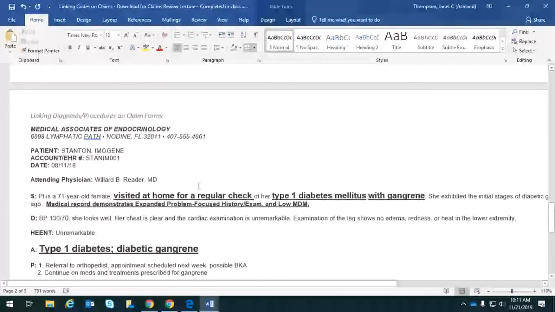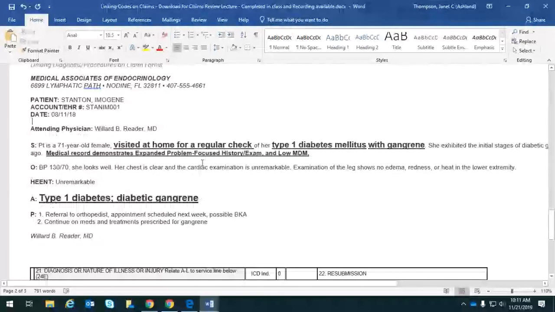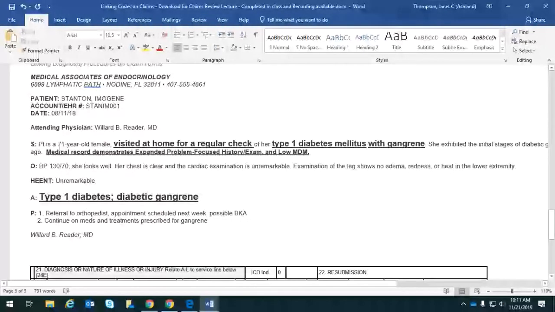Let's look at the third one. Now, this one is an office. This is endocrinology, okay? We have a patient that was visited at home for type 1 diabetes with gangrene. And the medical record demonstrates expanded problem-focused history and exam and low medical decision-making.